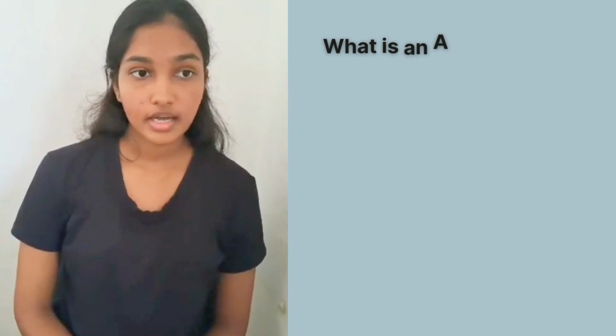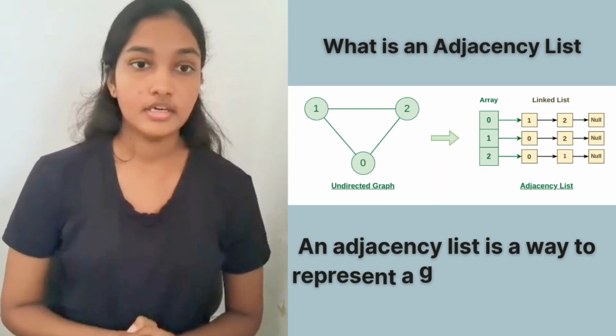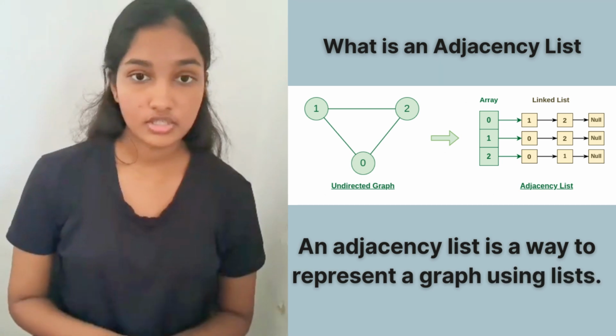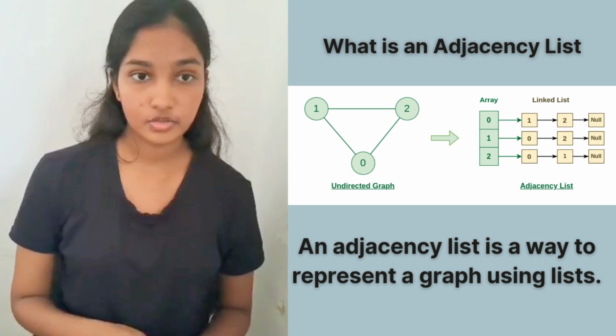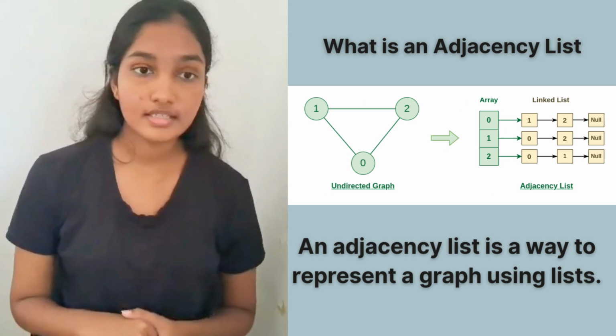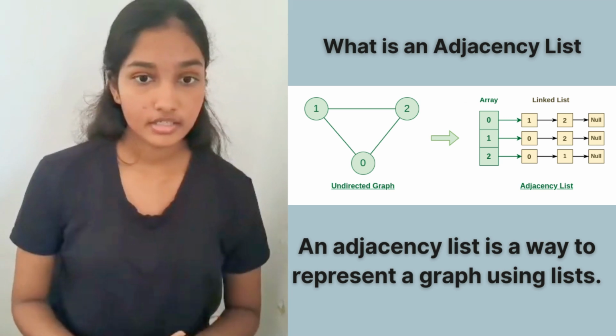So what is an adjacency list? An adjacency list is a way to represent a graph using lists. For each node, we store a list of all the nodes that are directly connected to it. In simple words, the adjacency list answers the question: which nodes are connected to me?